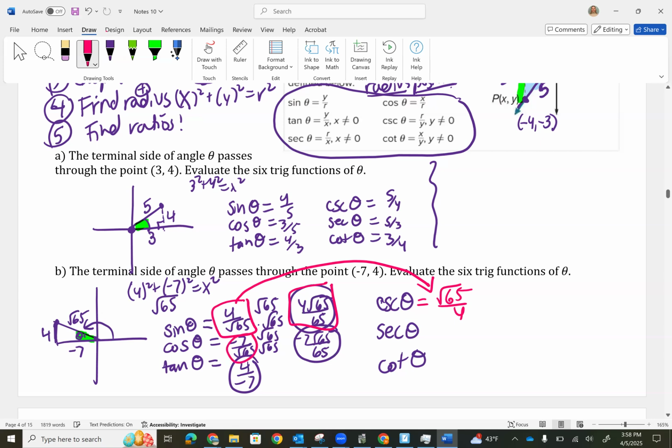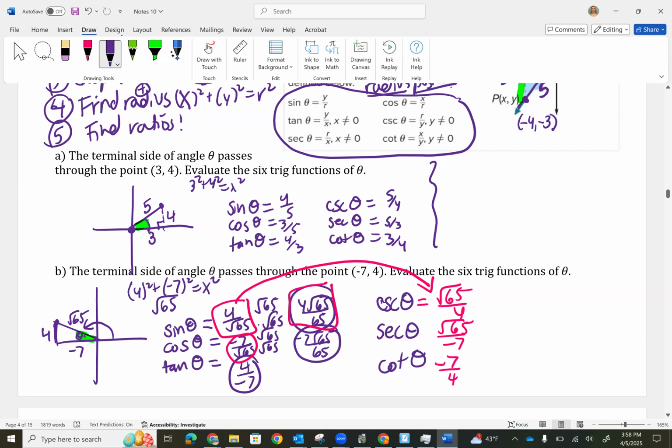This one here, if you flip over this, you get the square root of 65 over negative 7. And again, the negative can be top, middle, or bottom. And then this one will be negative 7 over 4. Okay. There are 2 more we should look at, and then we can be done with our notes for today.